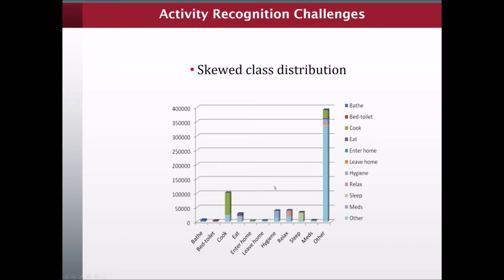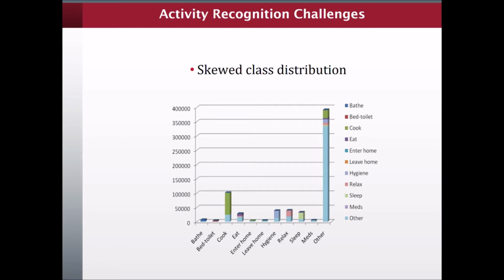This creates problems in several ways. For some activities that do not occur very often, such as bed toilet transition, enter home, and leave home, there may be an insufficient number of data points to properly train models that can recognize those activities with high accuracy. Another problem is that with such a skewed class distribution, classifiers that are attempting to optimize recognition accuracy will tend to put many of these data points into the majority class, such as the other class in this case.